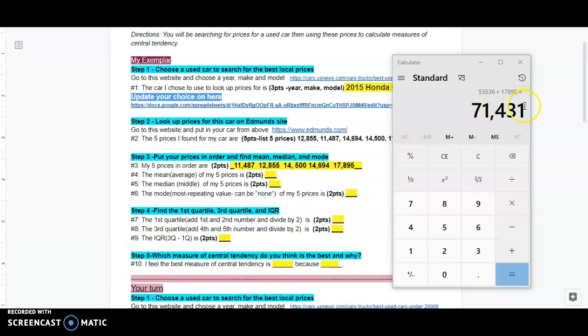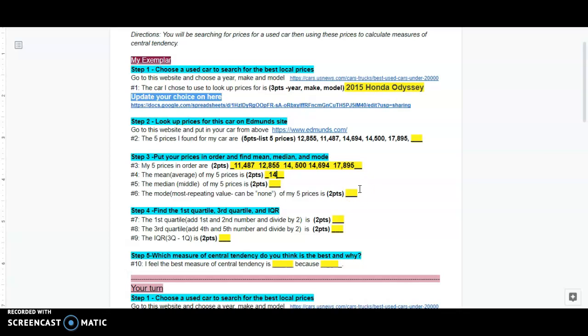Okay, guys, so I added them all together and then I'm going to count how many I have. So I have 5. So I'm going to say divided by 5, and so it's 14,286 and I think it was 0.2. So that's my average, which is a good thing to know if I'm buying a car.